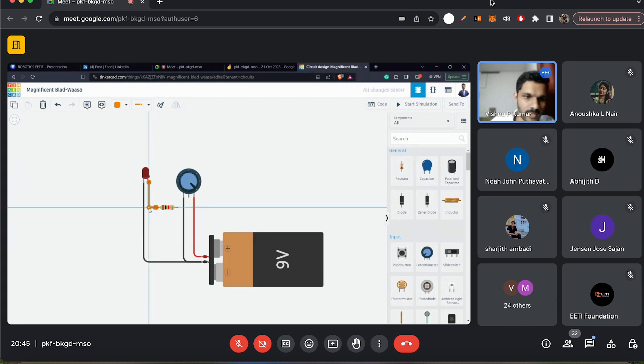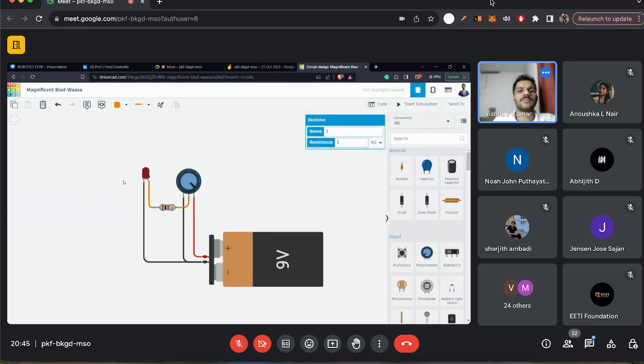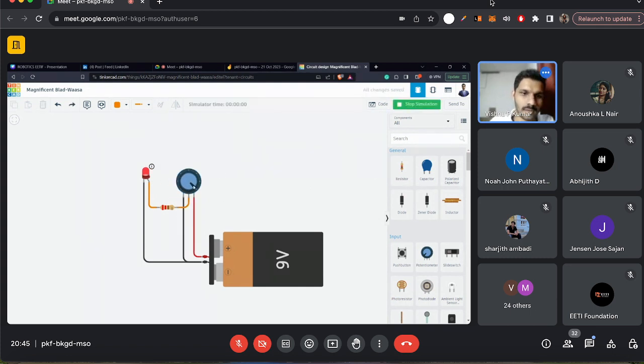Okay, resistor connected and I'm connecting it to the potentiometer. Okay, and I'm changing the value to 220 ohms. I'm clicking on start simulation. Okay, so now I'm increasing the potentiometer value and I've increased it to the maximum level.